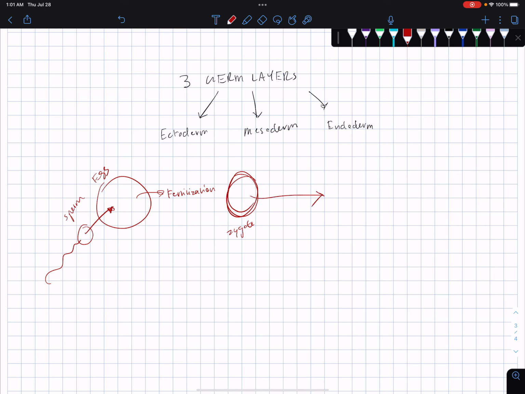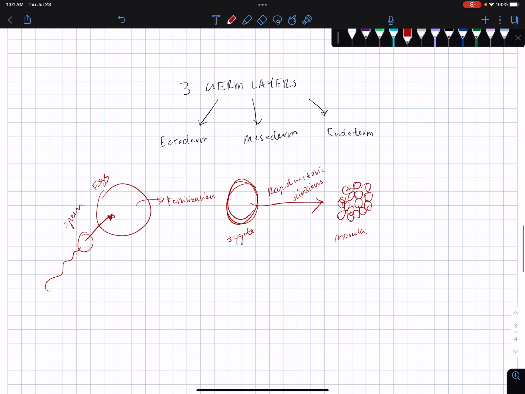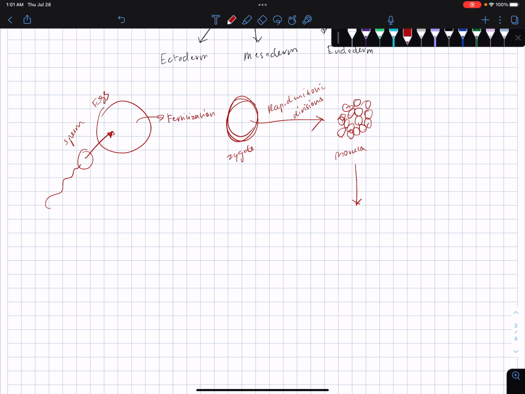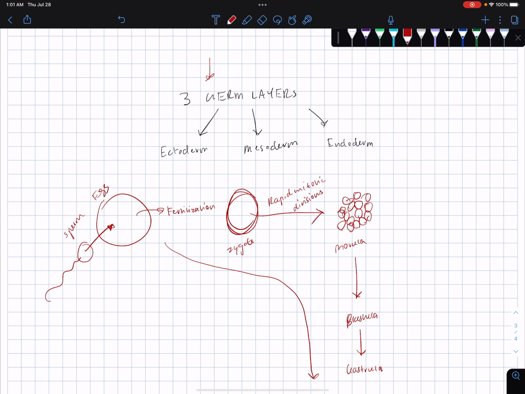This zygote is going to go through a series of rapid mitotic divisions. That means it is just dividing itself. And that's going to form this berry-looking thing that's called a morula. And after the morula forms, we're going to get something called the blastula. And then finally, we are going to get something called the gastrula. This basic process, I will review in further detail in an upcoming video. But for now, I just wanted you to know where these three germ layers are even arising from.